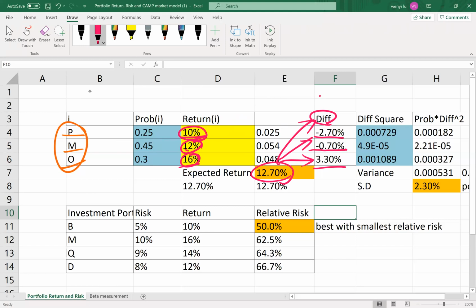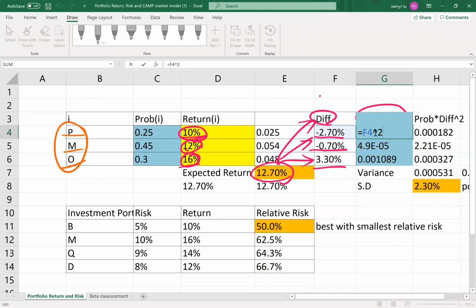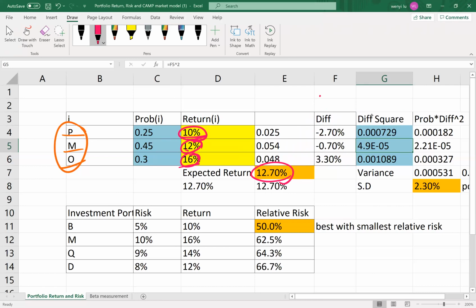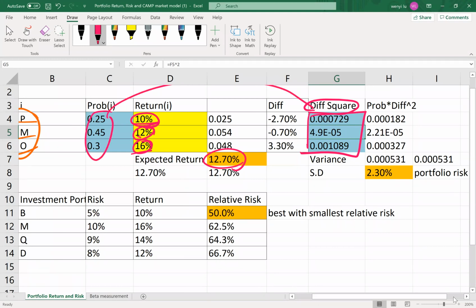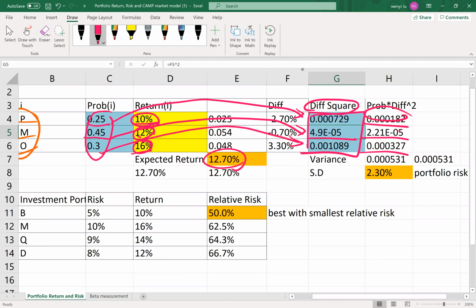After you get the difference, you solve the difference squared. How to solve the squared? It will be the difference raised to the power 2. So 2.7% squared will be 0.000729. You do the same thing for the other rows, so we solve the difference squared in these columns. Then, based on the formula we studied in the lectures, use the probability times difference squared to solve each product. So probability 0.25 times the difference squared for the pessimistic case, then for mild growth 0.45 times the difference squared, then 0.3 times the difference squared. So you solve these numbers.